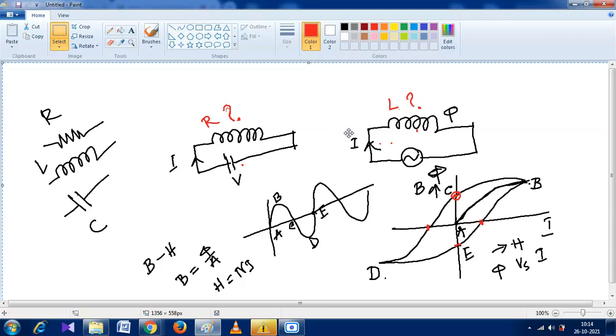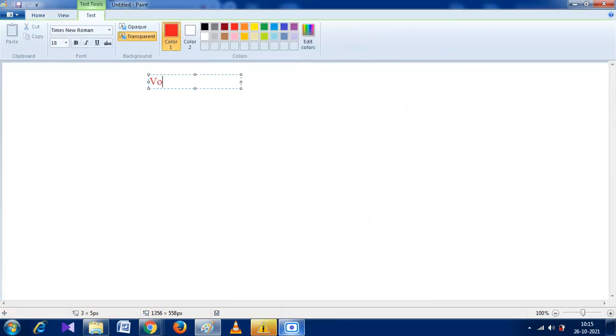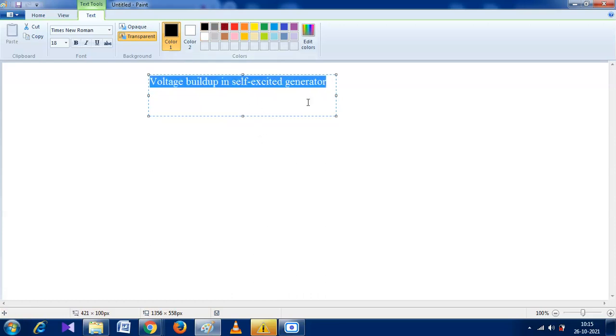Write down the next topic: voltage buildup in self-excited generator. This is our topic.